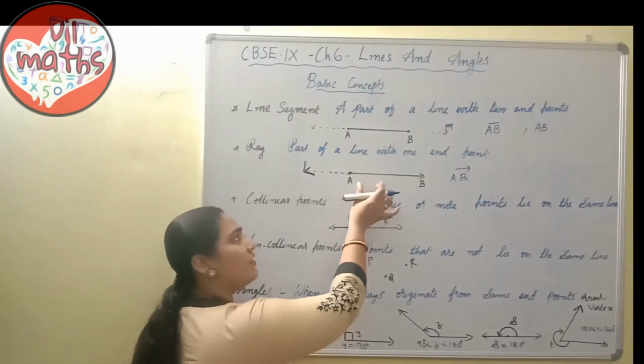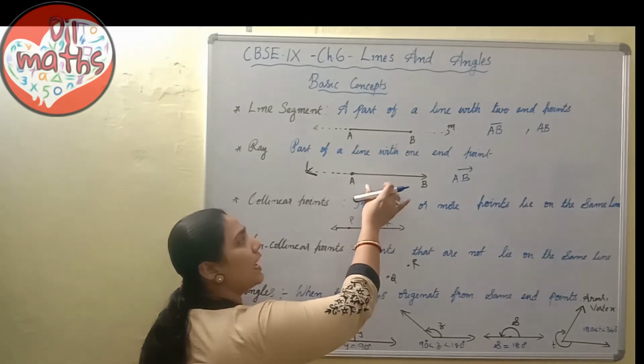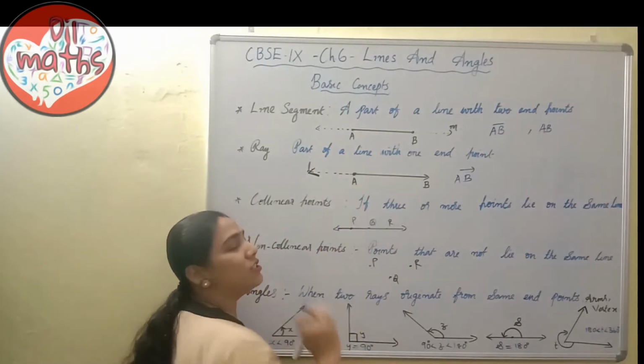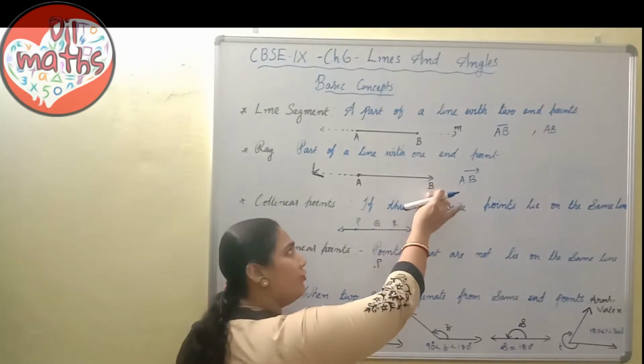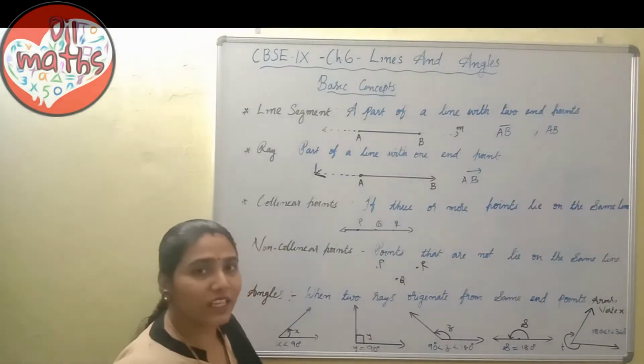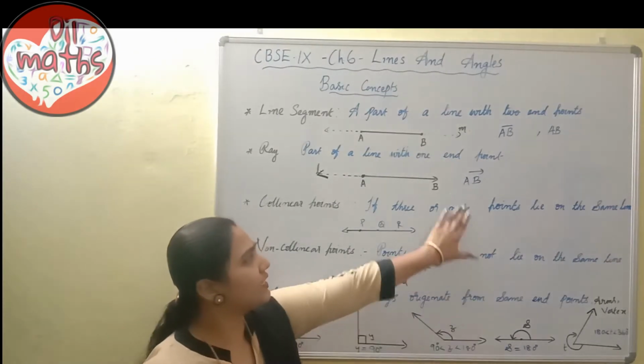Isn't it? Can we measure the length of this AB? No. Because B is not ending. B is going continuously. It extends up to infinity, so we can't measure the length of ray AB. Okay, so that is all about ray.